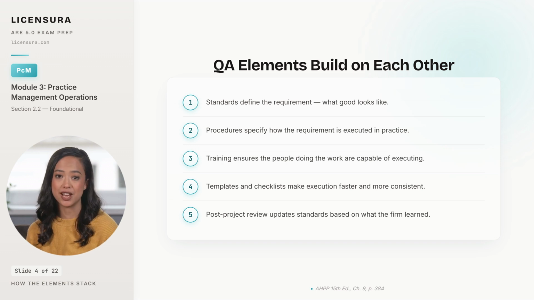Standards without training are aspirational. Procedures without checklists rely on memory. Templates without continuous improvement freeze yesterday's mistakes into tomorrow's deliverables. Close with the recap, then the next section moves from prevention into the layered reviews that catch what QA misses.